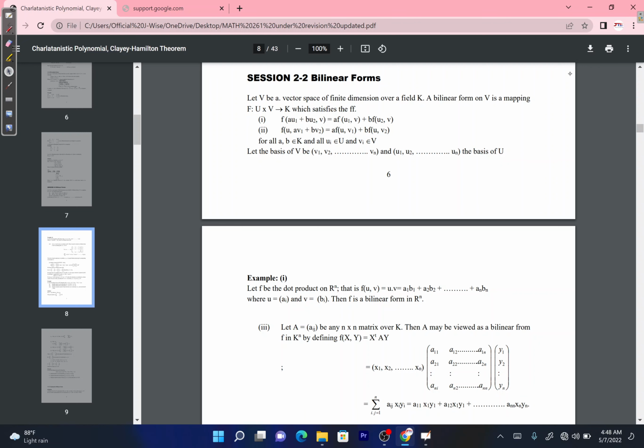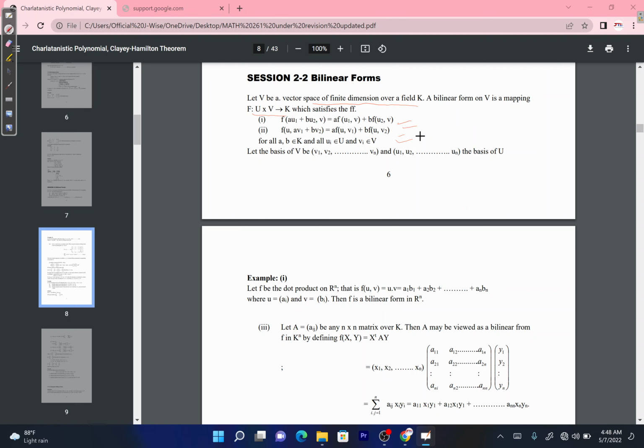So when you have any vector space V of finite dimension over a field K, then a bilinear form on V is a mapping U cross V maps onto K, and it satisfies the following conditions. We say that the bilinear form is linear in the first variable, and the second condition is that it is linear in the second variable.